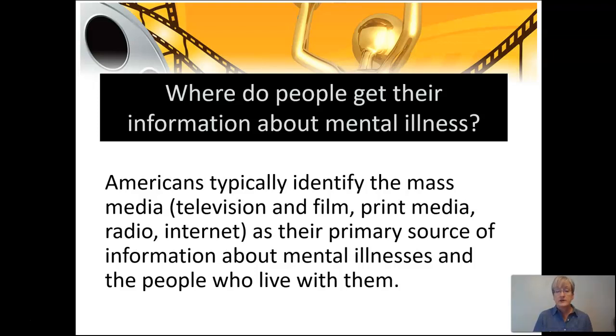Most Americans identify the mass media, that includes television, film, print, radio, internet, especially as streaming services have become ubiquitous. That is their primary source of knowledge about mental illnesses, and is the primary source of people's expectations, their beliefs about people who have either mental illness in general or specific categories of mental illness.